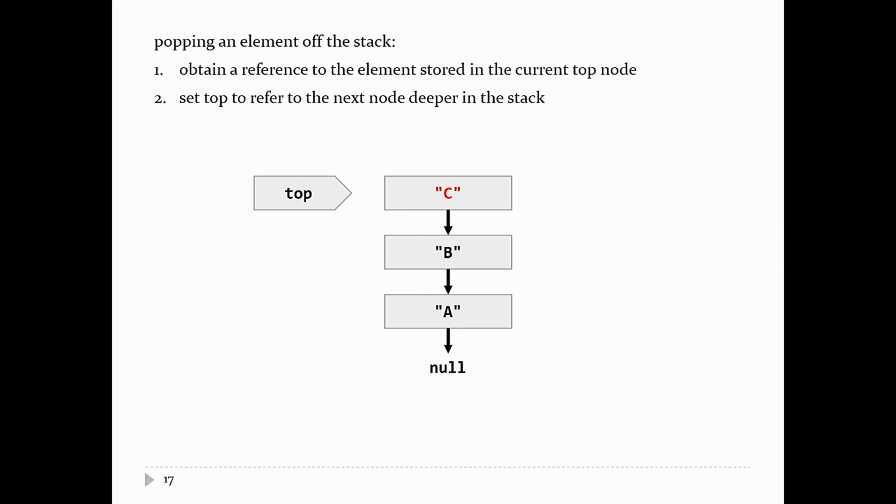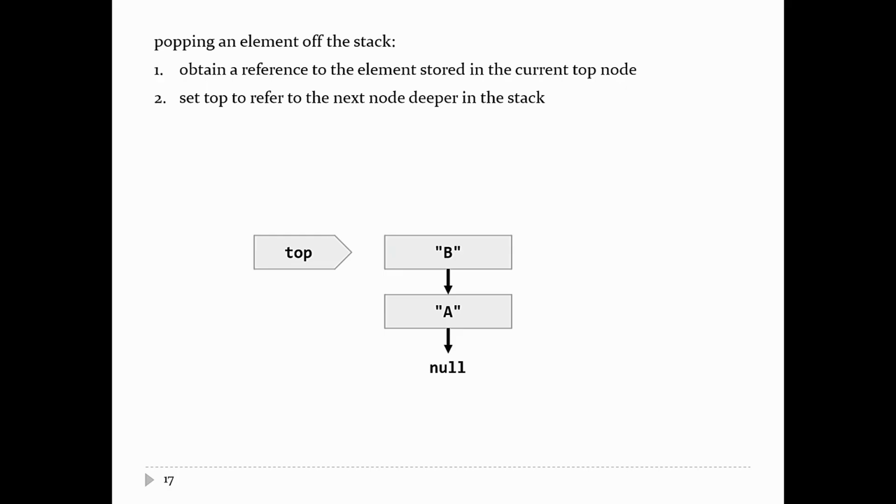Now the question is how do you get to the next node in the sequence? Well, top is pointing at this node here. This node here is linked to the next node in the sequence. So if you follow that link, you get to the next node in the sequence. So we're going to adjust top so that it points at the second node in the sequence.